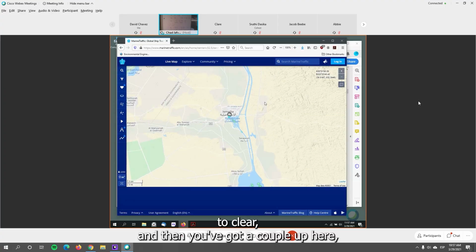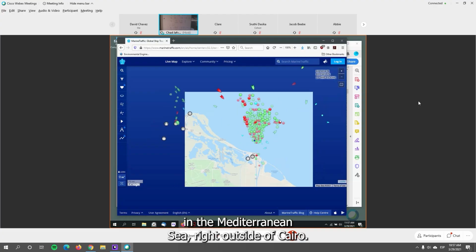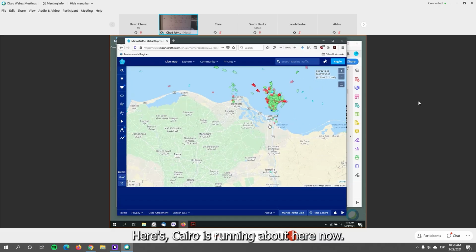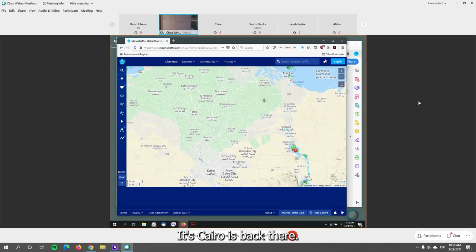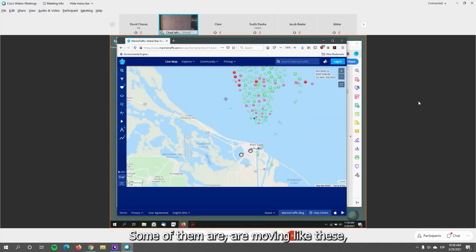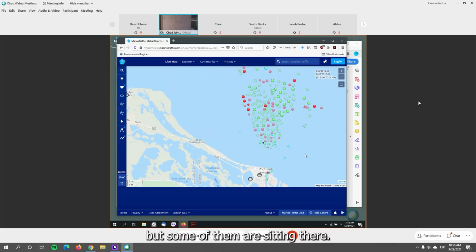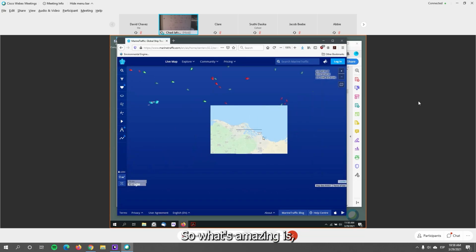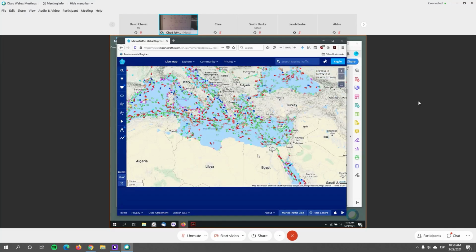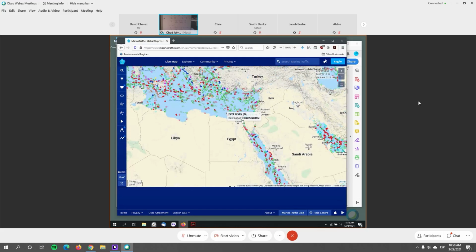And then you've got a couple up here. And then you've got all of these boats sitting out here in the Mediterranean Sea right outside of Cairo. Here's Cairo right about here. Nope, Cairo's back here. So you got all of these boats. Some of them are moving like these, but some of them are sitting here. So what's amazing is if you track boat traffic, here's all of the boat traffic, and now it's moving again through here.